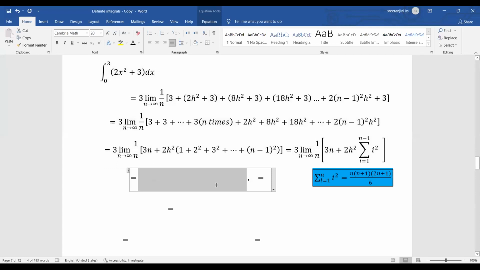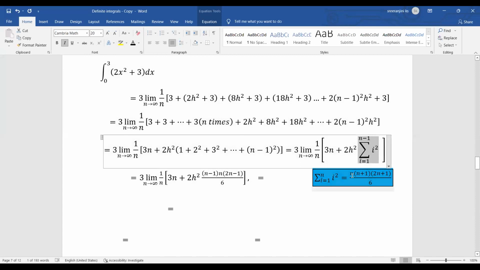Now, using this reduction formula, 3 into limit n tends to infinity, 1 by n, 3n plus 2h square into sigma i equal to 1 to n minus 1, i square. In this equation, we need to replace n by n minus 1. So we can say that it will be n minus 1 into n into 2n minus 1 by 6. And the h value is 3 by n.